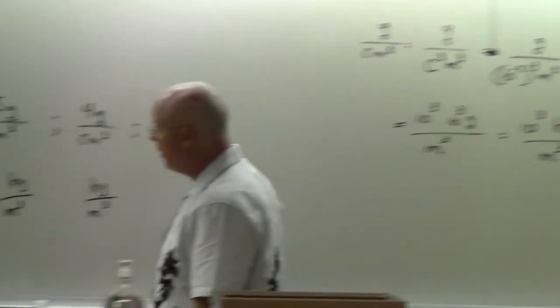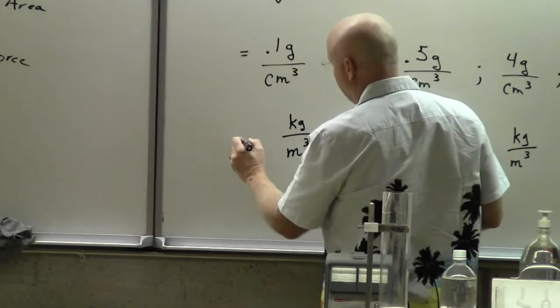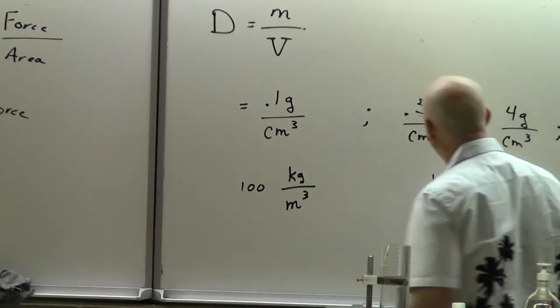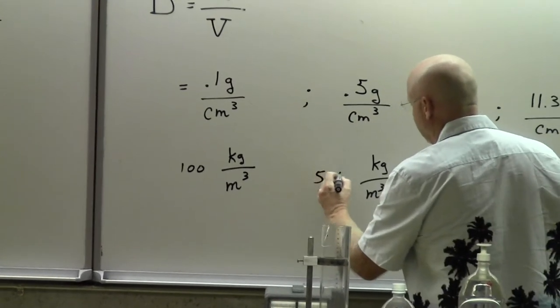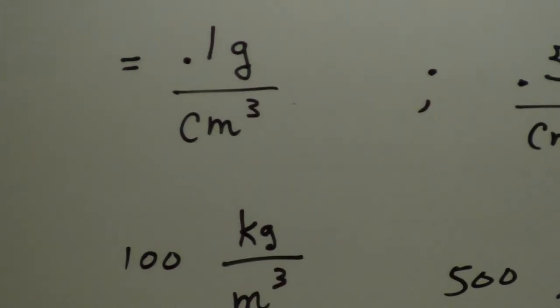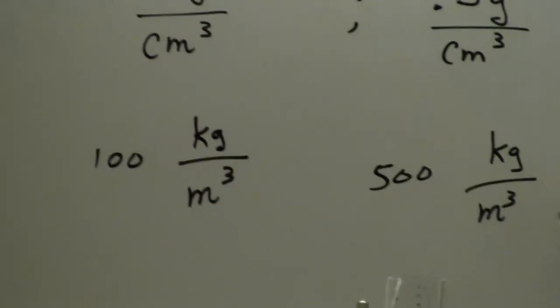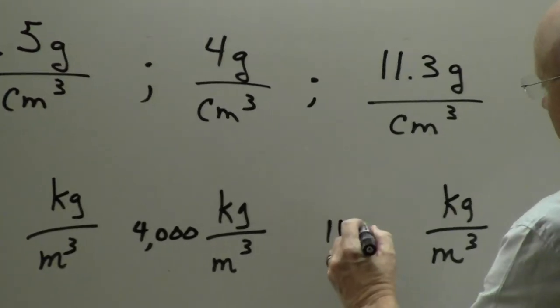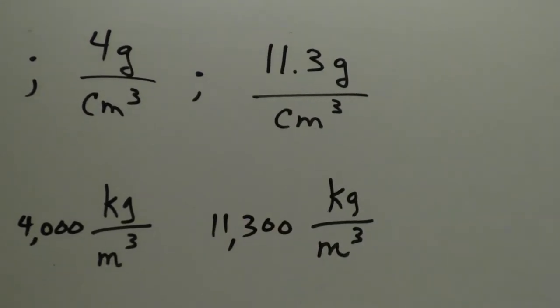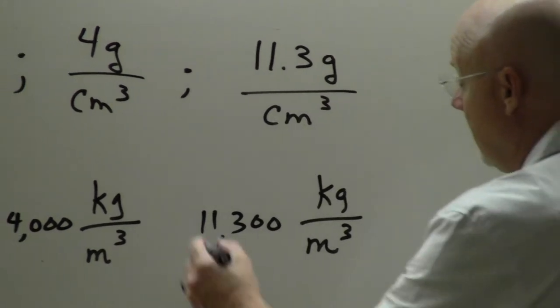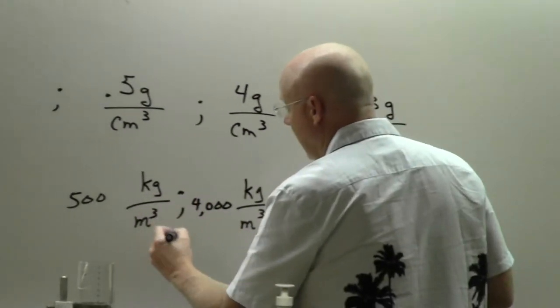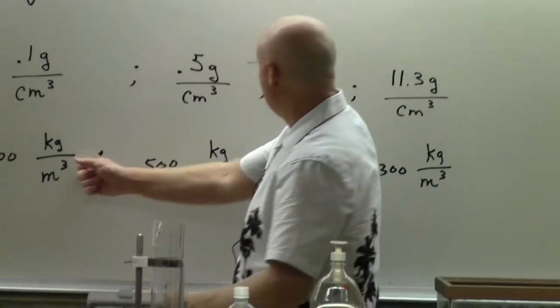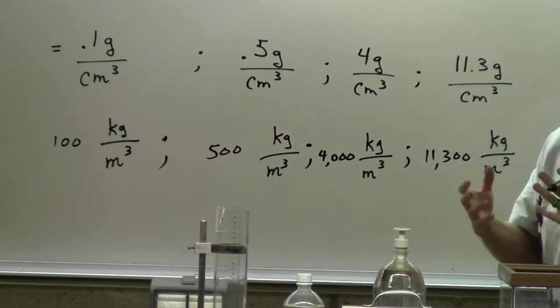So over here, if I multiply this by 1,000, I would get 100. If I multiplied this by 1,000, I would get 500. If I multiplied this by 1,000, I would get 4,000. And here I would get 11,300. So those would be the units as well as the number for styrofoam, wood. Depends what kind of wood. That's the wood I have.